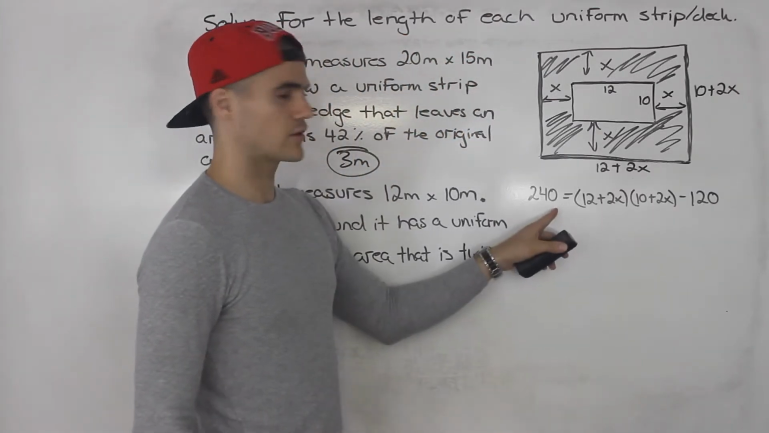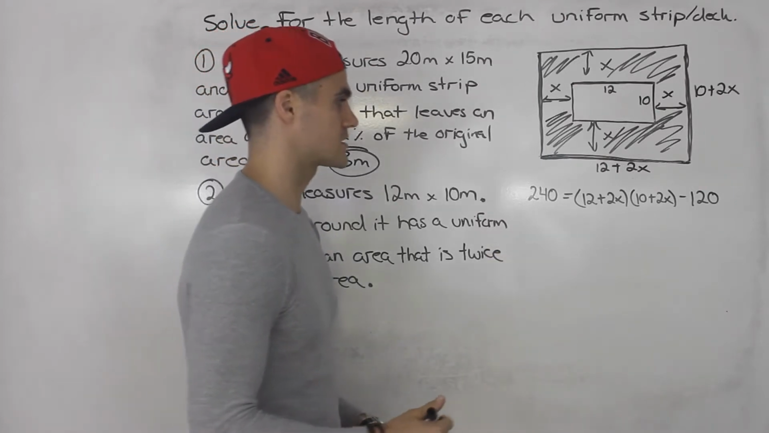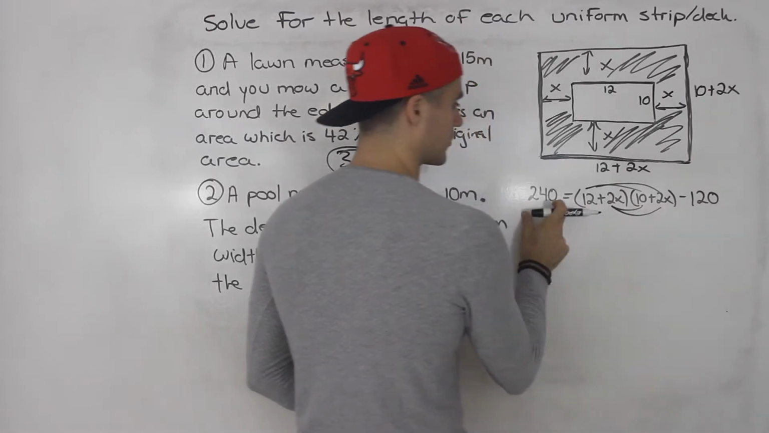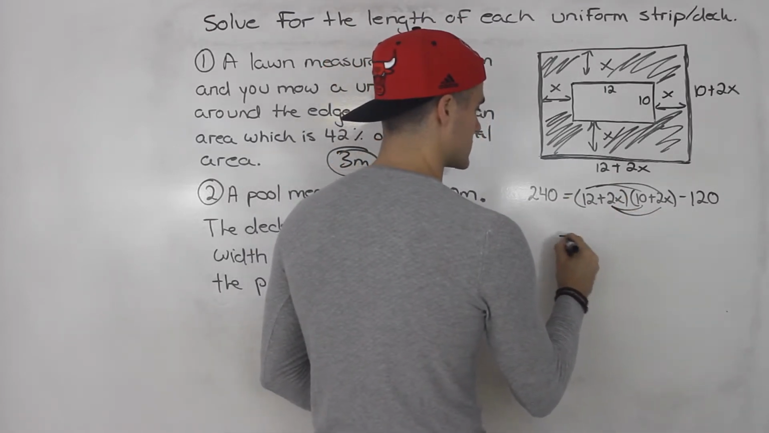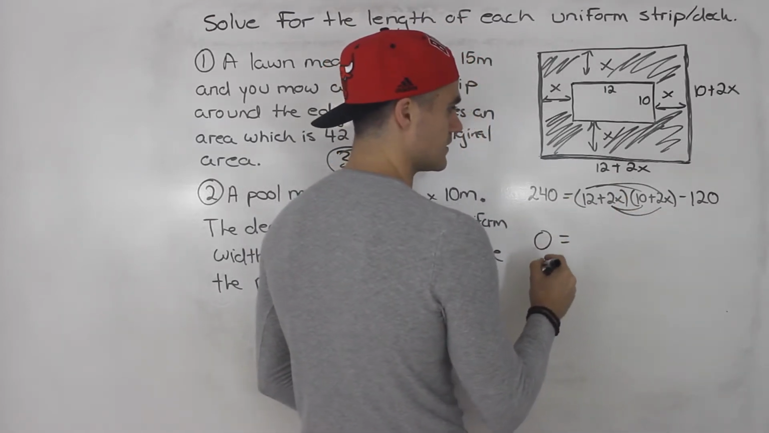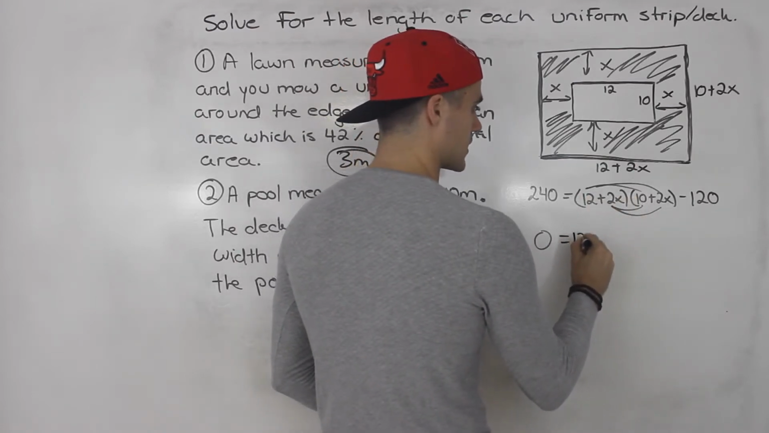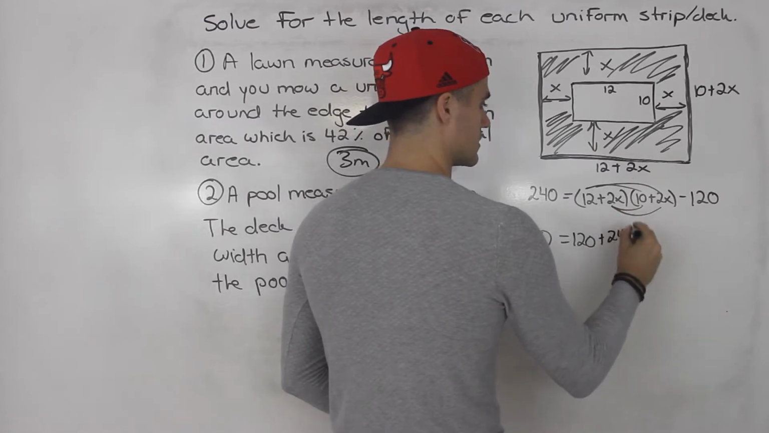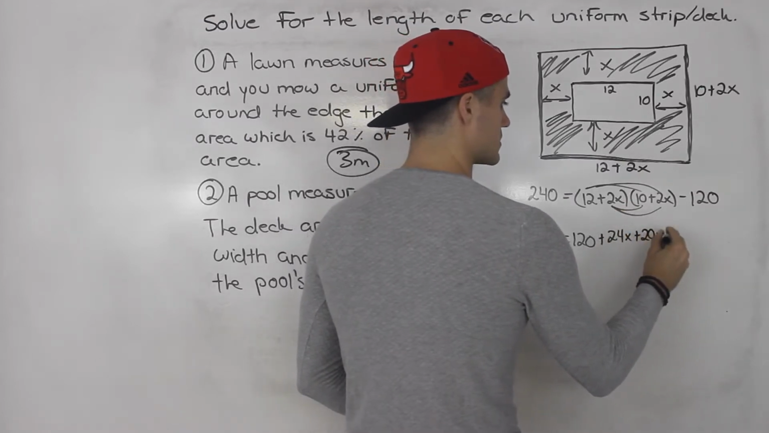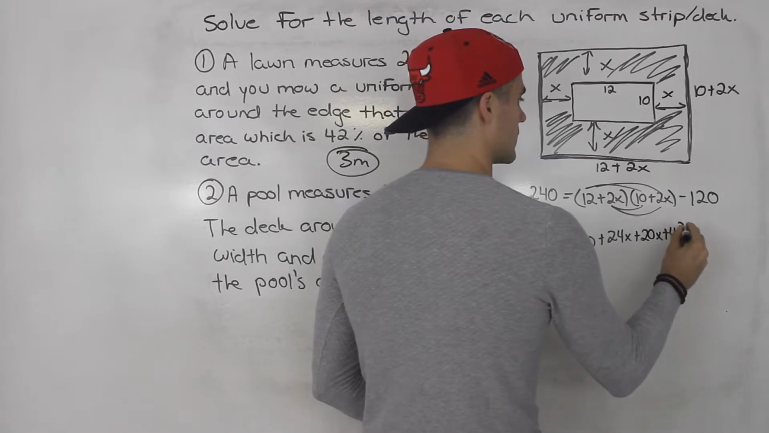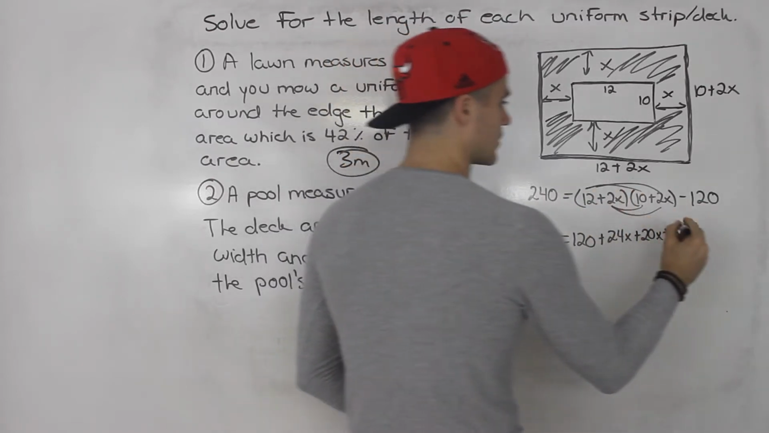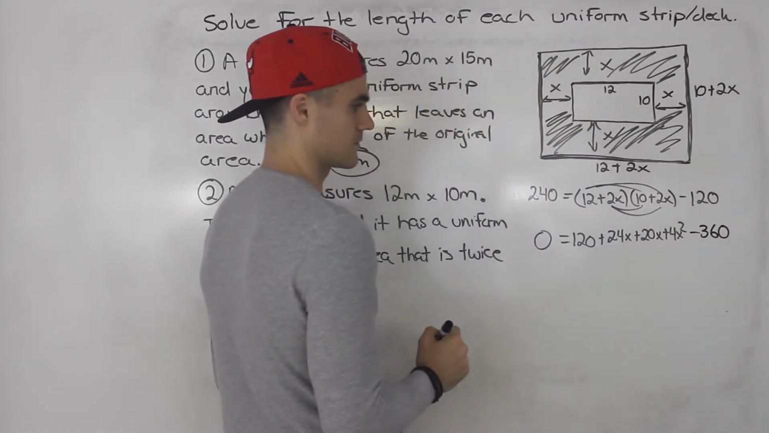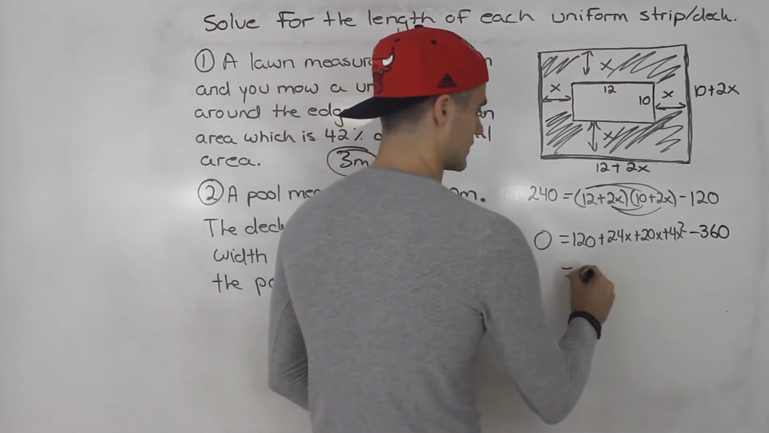And now notice that we have an equation where we can solve for x. So I'm going to FOIL this bracket out and bring the 240 over, so we're going to have 0 left on the left side. 12 times 10 is 120. 12 times 2 is 24x. This is going to be 20x. This is going to be 4x squared. And minus 120 minus 240, that would give us minus 360. And now let's collect some like terms.